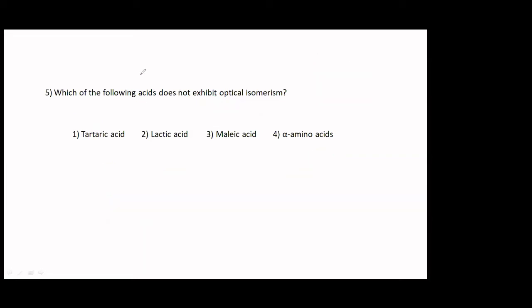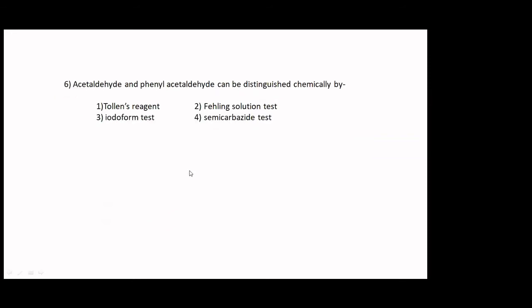Yeah, let's move on to the next question. Acetaldehyde and phenyl acetaldehyde can be distinguished chemically by Option A, Tollens reagent. Acetaldehyde gives the Tollens reagent test. Phenyl acetaldehyde will not give. Fehling solution test, iodoform test. Let's take up the structure and then find out.